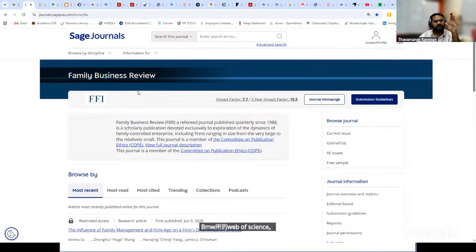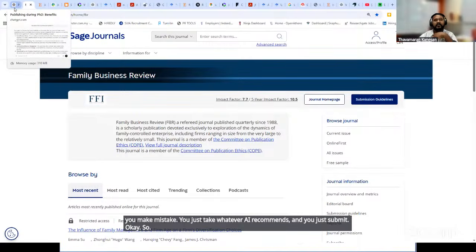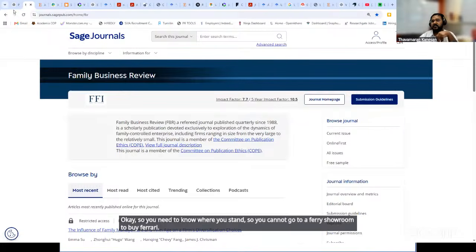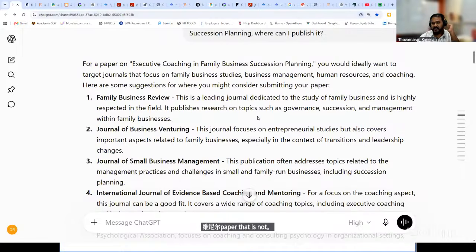So when I use ChatGPT to get suggestions, I know how to filter and how to decide. But when you don't know how to decide, that's why you make mistakes. You just take whatever AI recommends and submit. You need to know where you stand. You cannot go to a Ferrari showroom to buy a Ferrari with 10 USD in your pocket. Same thing: when you have a paper that is not strong enough, don't submit to Web of Science, especially Q1 journals with that impact factor.